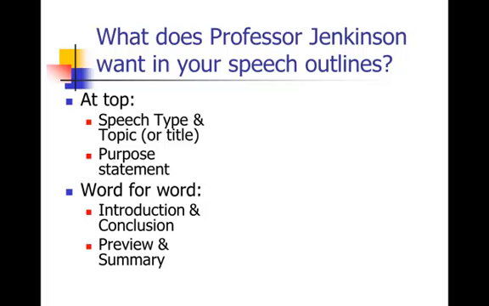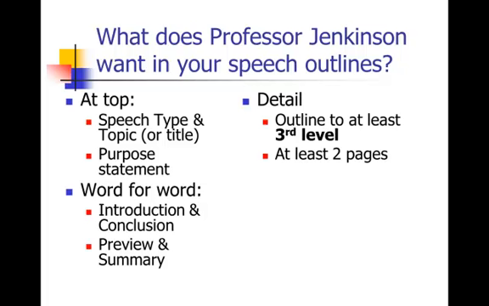But I want to know that you've at least thought it through enough, that you've figured out how you're going to say it. In terms of detail, I've already mentioned before that I want you to outline to at least the third level. Remember, the first level are the Roman numerals, your main points. The second level are the A's and B's, the subpoints to the Roman numeral main points. And then the third level are the little 1s and 2s that show up underneath the A's and B's. I want it to be at least 2 pages.